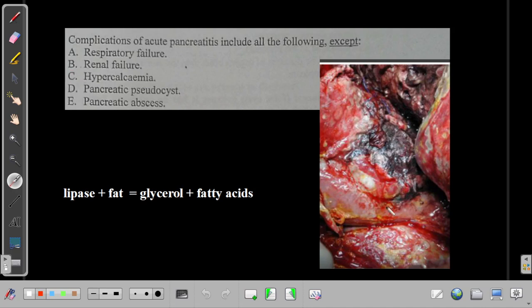Why? Because lipase acting on the fat will cause lysis of fat into glycerol and fatty acid. Fatty acid will combine with calcium of the blood to make chalk spots in the peritoneal cavity when you open this patient. And this is a necrotic pancreatic tissue, this black tissue, okay? So, acute pancreatitis will cause hypo, not hypercalcemia. It causes pancreatic pseudocyst, that's true. It causes pancreatic abscess, that's true. So, go for C.